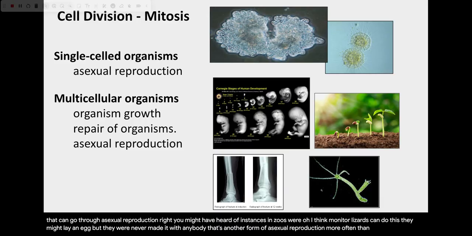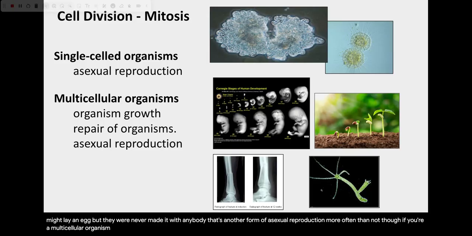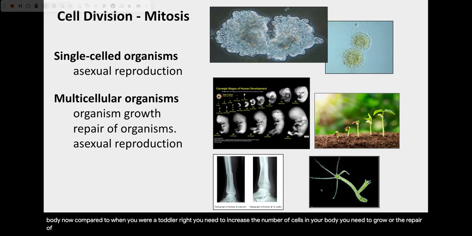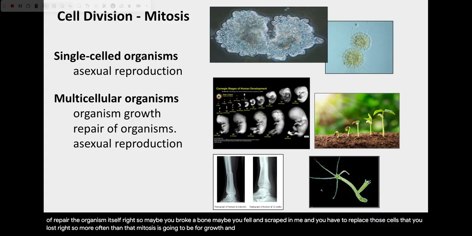More often than not, though, if you're a multicellular organism, your cells are going to go through mitosis in order to grow the organism, right? So think of how many cells are in your body now compared to when you were a toddler. You needed to increase the number of cells in your body. You needed to grow. Or the repair of the organism itself. So maybe you broke a bone. Maybe you fell and scraped a knee and you have to replace those cells that you lost. So more often than not, mitosis is going to be for growth and repair.